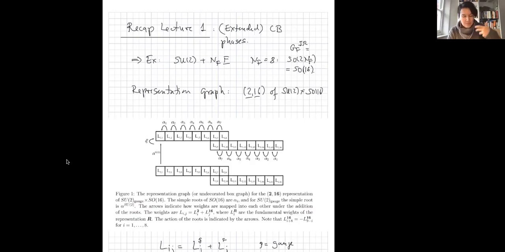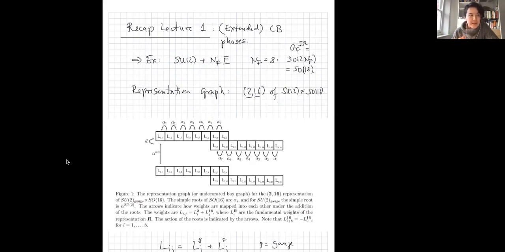What is the set of Coulomb branch phases for this theory? And so the key ingredients here, of course, is that we have a gauge theory. So you have the gauge group SU2, but then the classical flavor symmetry for NF flavors is SO(2NF), right? Because we should really think of this as Sp1. And then for NF equals 8, we have an SO16. And the hypermultiplet matter transforms in the (2,16) representation of this SU2 times SO16.